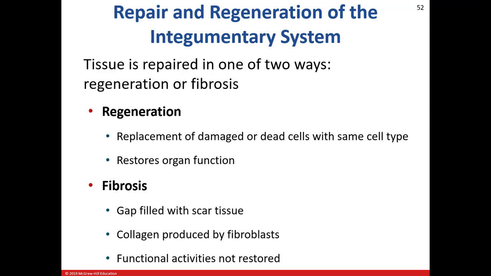Now, we also have a process known as fibrosis. Fibrosis is where we take a small gap of the skin and it actually fills in with scar tissue. And so instead of having this regenerated area of the same cell type, we can often have more collagen type fibers that are produced by our fibroblasts. And so in this case, the functional activities are not necessarily restored.